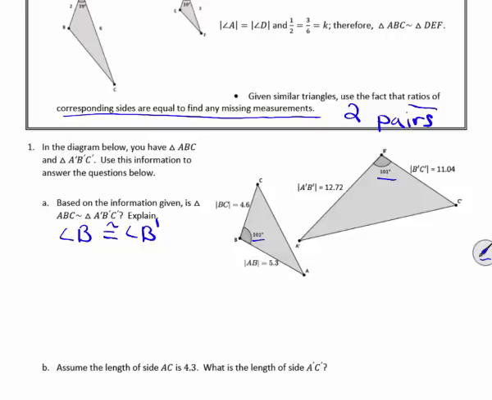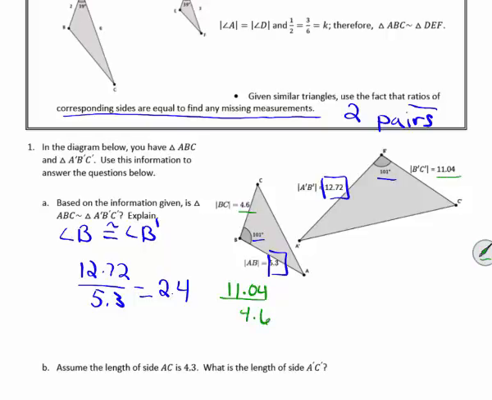So I'm going to set up and see if I can get my same scale factor. So I have to do 12.72 over 5.3, image over pre-image. And you need to start bringing your calculators with you to watch these. That gives me a scale factor of 2.4. Now I'm going to check it with the other one, with BC and B prime C prime. So I'm going to have 11.04 divided by 4.6, and I do get 2.4.